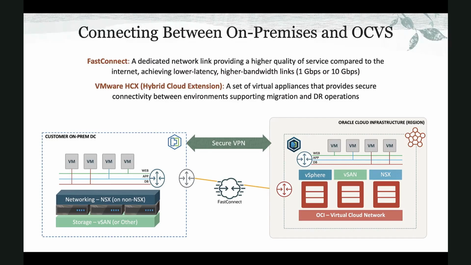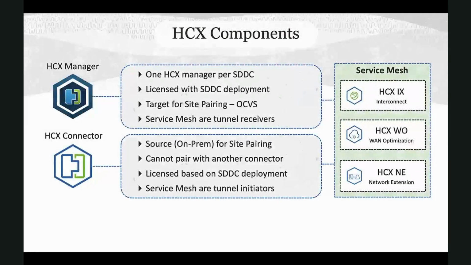HCX is a set of appliances that provides a secure connectivity between the environments to support use cases like migration and DR. There are primarily two components of HCX that we start with: the HCX Manager and HCX Connector. The HCX Manager and Connector together build the service mesh. A service mesh is built using a set of appliances deployed which creates an effective service configuration to be used by the source and destination. HCX Interconnect is a mandatory appliance, while HCX WAN optimization, network extension, and all other appliances are optional.